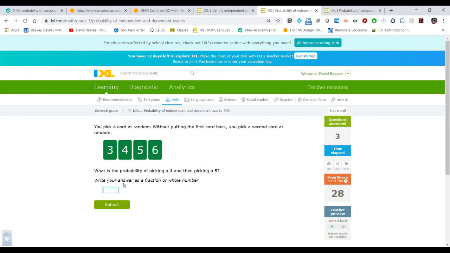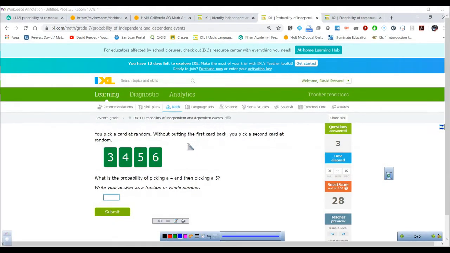All right, to get the idea? All right, so again, I'll do one more example here. We have one of these card decks again. This time we have 4 of them. All right, and we are not going to put the card back. We want to pick a 4 and then pick a 5.